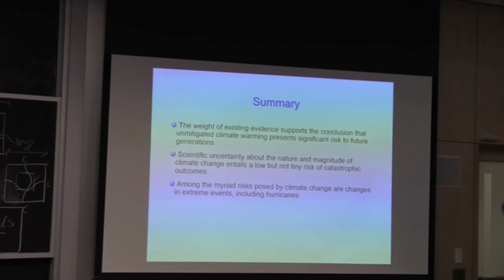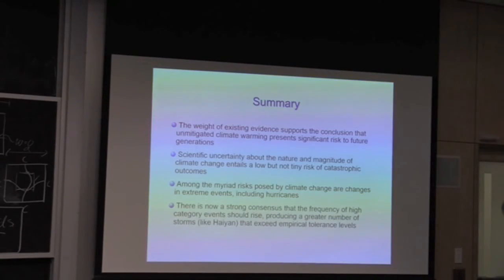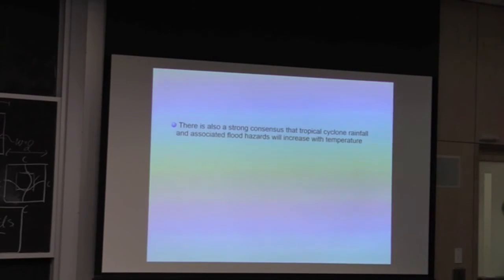Among many risks that are posed by it are extreme events, including hurricanes, which I happen to focus on here. It's by no means the worst of the things that might occur. There's a pretty strong consensus among the people who study these things that the frequency of high category events should rise, although there's a lot of disagreement about what will happen to low category events. But the damage is done by the high category events, and that will produce a greater number of storms that exceed empirical tolerance levels that have been arrived at by adaptation to the current climate.